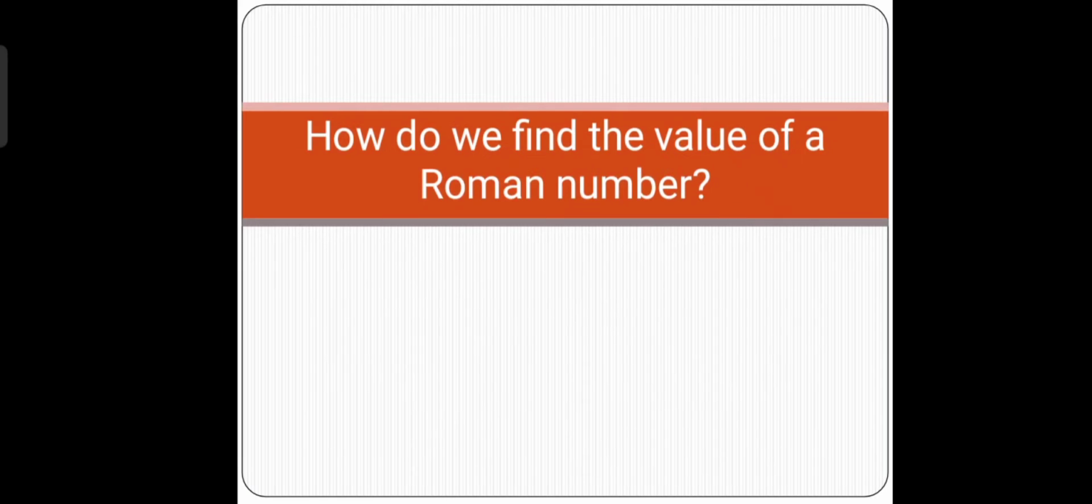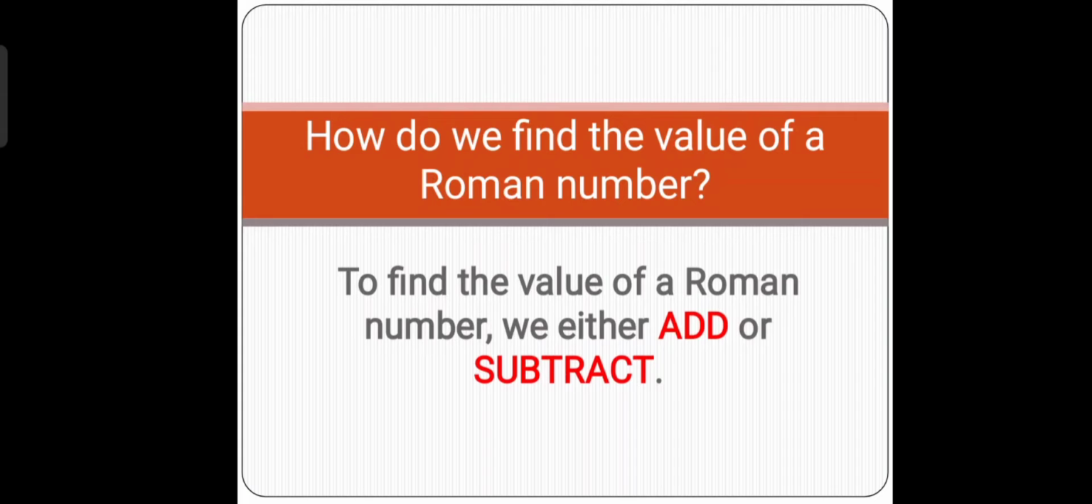How do we find the value of a Roman number? Okay, how do we find the value of the Roman numbers? To find the value of a Roman number, we either add or subtract. Let us remember, it's either we add or we subtract.